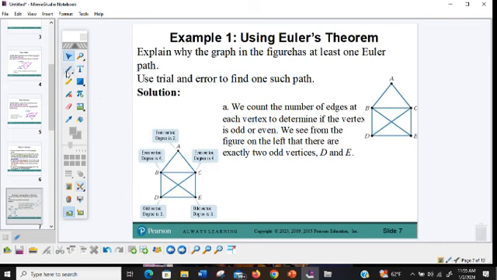So first we want to look at the vertices. Okay? We need to look at these and see what the degrees are. This one is 2. C has a degree of 4. B has a degree of 4. It means that's 4 edges coming out of it. D has 3. And E has 3. So this one has 2 odd vertices. This one is going to have an Euler path, but not an Euler circuit.